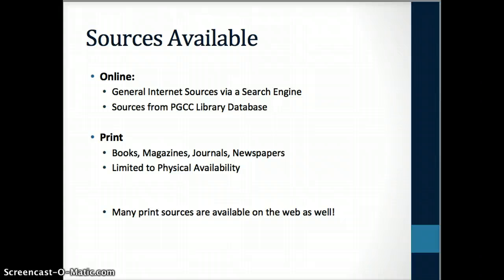So what types of sources are available for students to use? Well, we can break them down a couple different ways. First off, we can think about online sources versus print sources. Now, online sources can either be those general internet sources you get through search engines like Google or Bing, and they can also be sources from the library database, either the PGCC library database or your local library's web holdings.